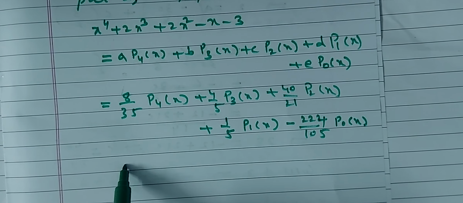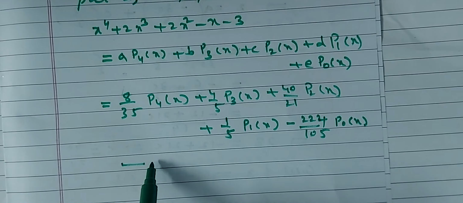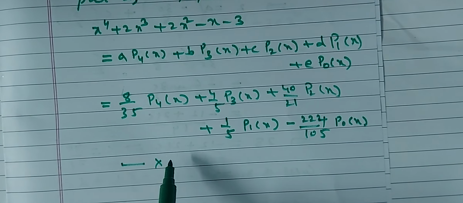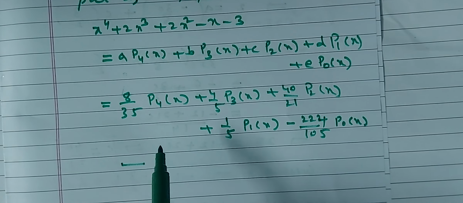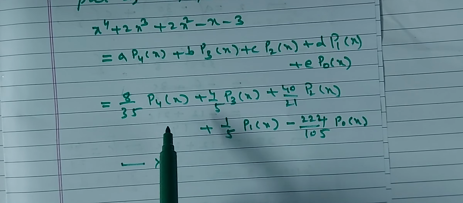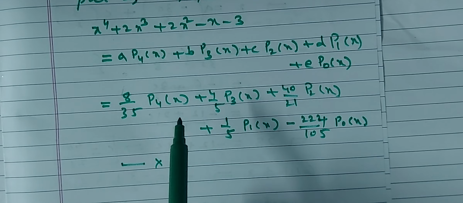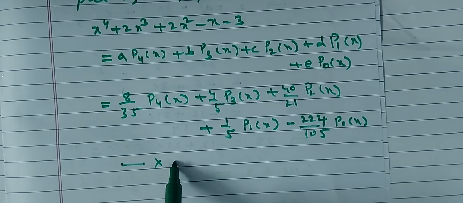So now the given polynomial expression can be written in terms of Legendre's polynomial. See how to express the given polynomial as a Legendre's polynomial: find the constants A, B, C, D, E and put them in the RHS of Legendre's polynomial. Automatically the given polynomial is in terms of Legendre's polynomial.